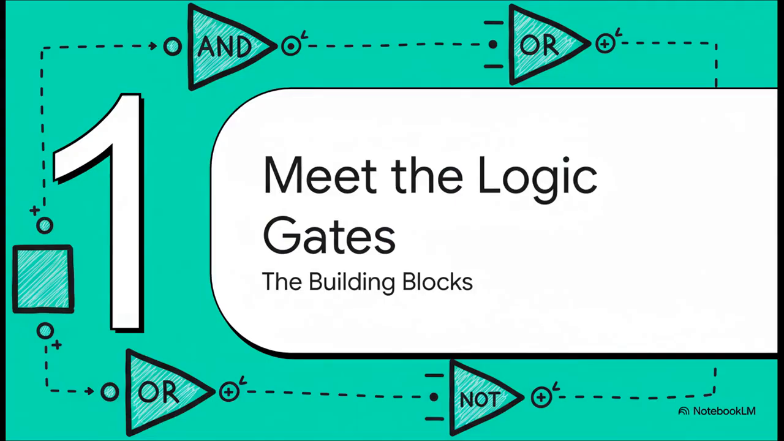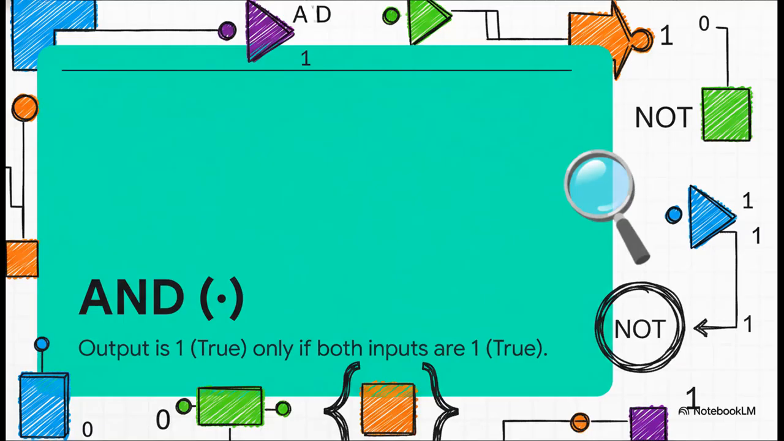Okay, but before we get to that big reveal, we've got to do a quick refresher on the main characters in this story. These are the fundamental logic gates, right? The basic building blocks for, well, pretty much everything digital. So first up, we've got the AND gate. Now this one's the strict one. It only gives you a true, a 1, if both of its inputs are also true. Input A and input B have to be 1. If even one of them is false, a 0, then the whole output is false. It's totally all or nothing.